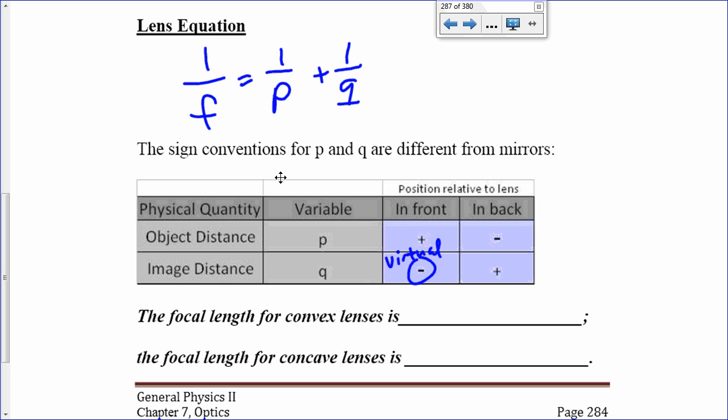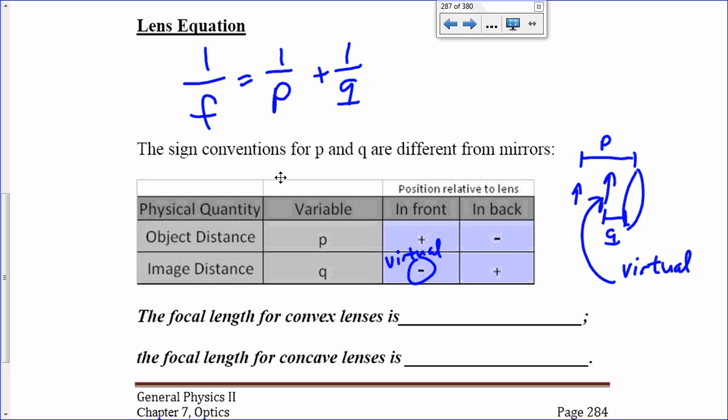But there is one difference. Say I have a convex lens, and I have an object right here, so this is my object distance p, and my image distance would be q. This would be a virtual image. So this is different from mirrors in that virtual images are on the same side as the object.